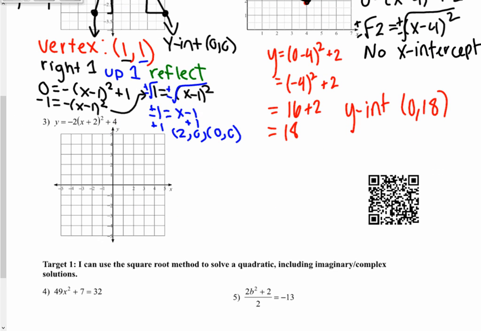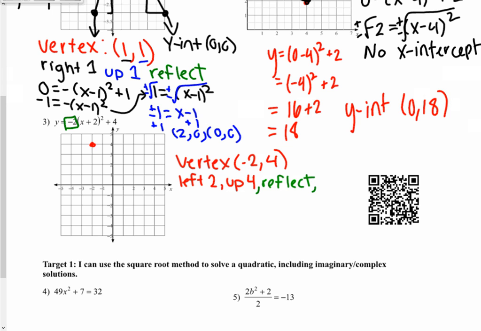Number 3, my vertex here is going to be a -2, opposite of what's in the parentheses, and a +4 for my y value. So I'm at -2, +4. That tells me my graph is moving left 2. It's moving up 4. I have an a value of -2. The negative tells me my graph is reflected. And the 2 tells me that my graph is stretched. So we know this graph is going to be skinnier than the other 2 that we have done.